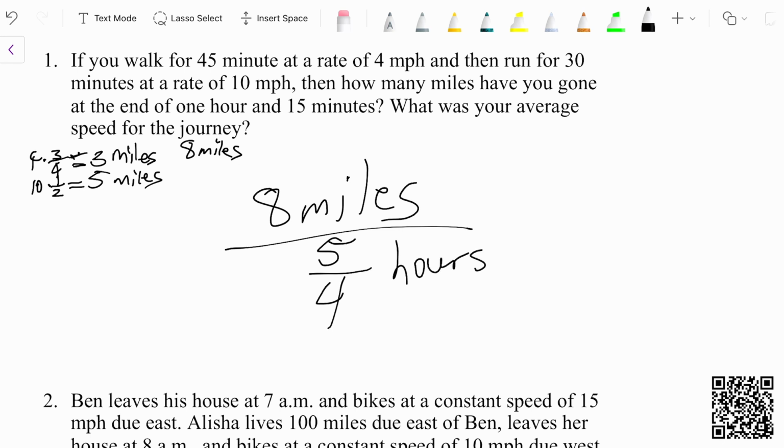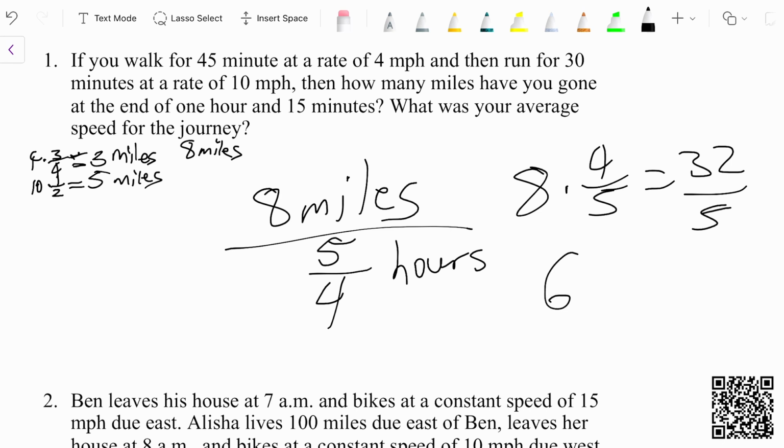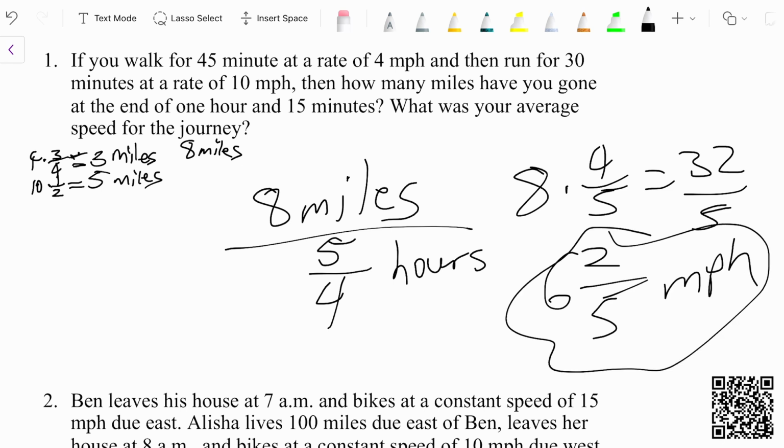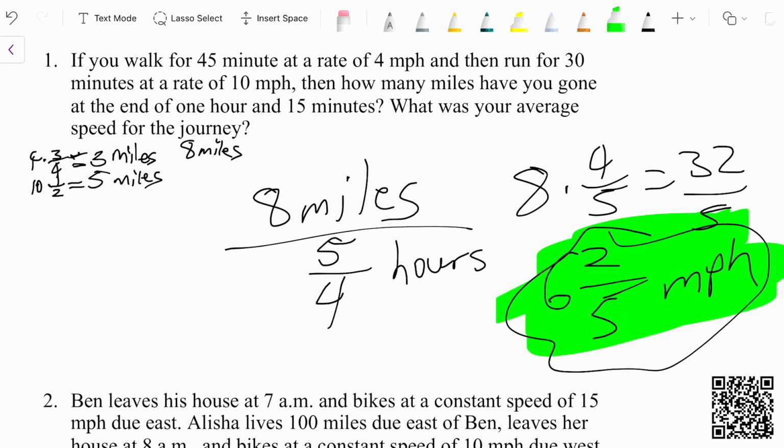And since when we are dividing by a fraction, we multiply by its reciprocal, 8 times 4/5 would get you 32 over 5. 5 times 6 is 30, so 6, and since there are 2 left, so 2/5. So your average speed for the journey was 6 and 2/5 mph. So the first answer is going to be highlighted in yellow, and the second answer is highlighted in green.